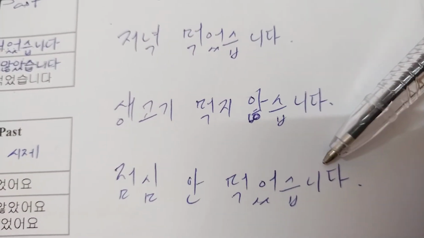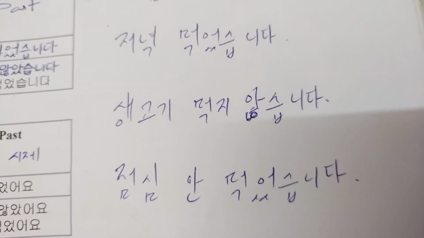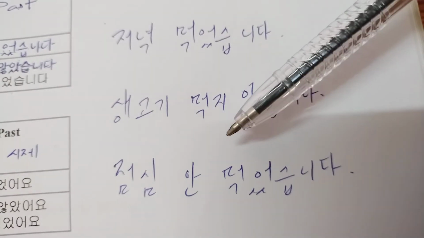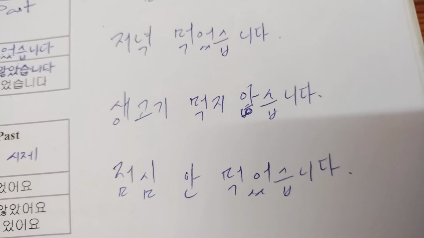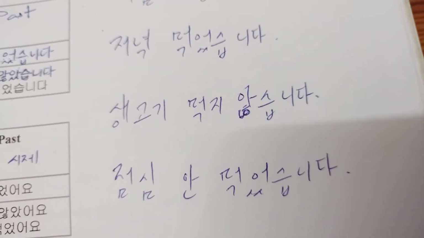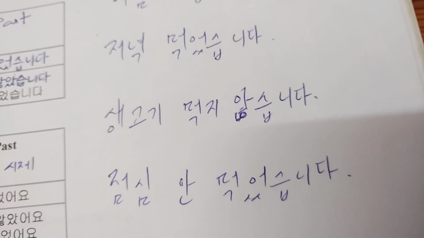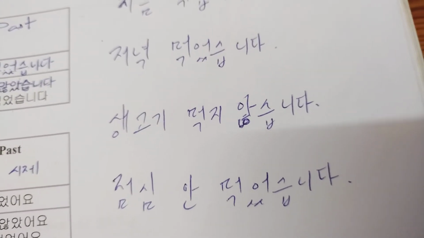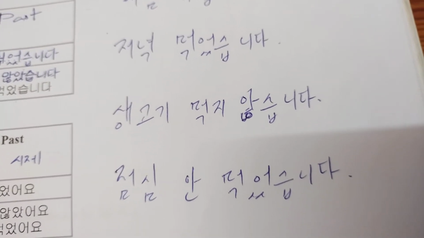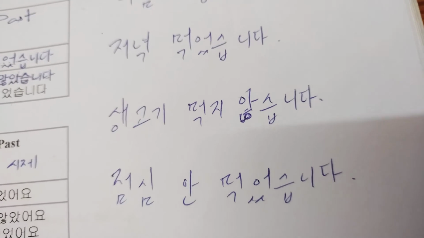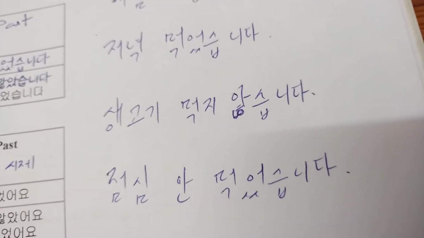점심 안 먹었습니다. 점심 means lunch. So you're saying that you didn't eat lunch yet. If you're saying 점심 안 먹습니다, that would mean you don't eat lunch. That means you don't usually eat lunch. But when you're saying 점심 안 먹었습니다, you're just saying that you didn't eat your lunch yet.